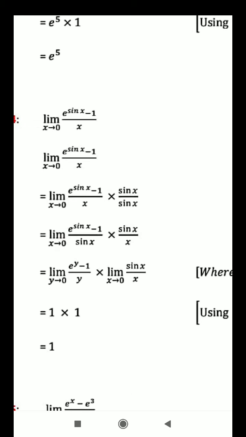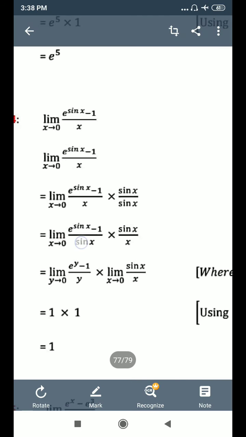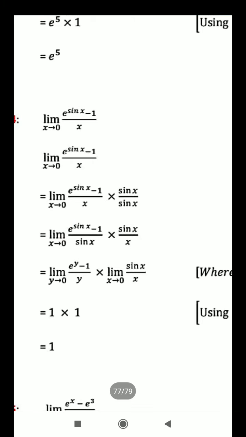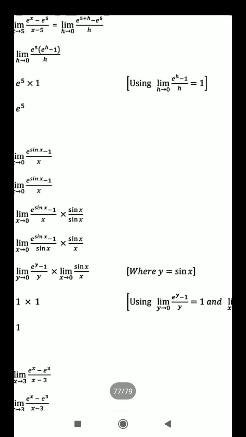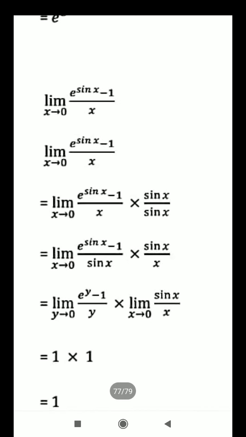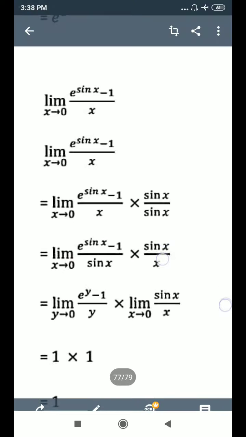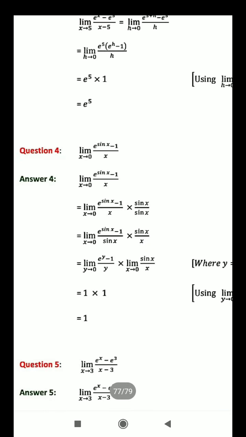Because as x tends to 0, sin x also tends to 0. So it is e raised to power sin x minus 1 upon sin x. These both things are the same, and at the same time this tends to 0. So if this tends to 0, we can directly write it is equal to 1. Or in this, you can replace this also by y, but there is no need to replace it. We can write directly because as x tends to 0, sin x tends to 0. Whenever there is a term in the power of e which tends to 0, and the same thing is there in the denominator, we can write it as 1. And sin x upon x is also equal to 1. So the answer of this question is 1.